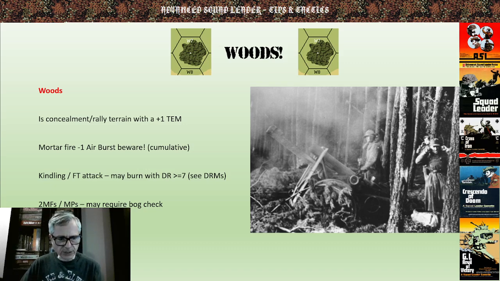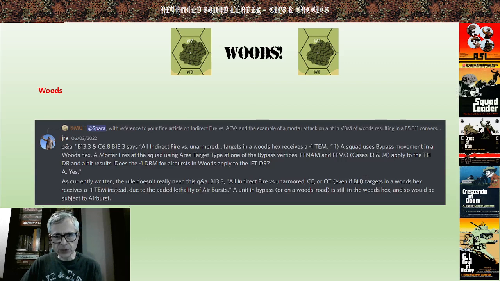Also, there was a discussion recently, I believe, on Discord. So here's JRV saying, it was a Q&A, B13.3 and C6.8. B13.3 says all indirect fire versus unarmored targets in a wood hex receives a -1 DRM. A squad uses bypass movement in a wood hex, and a mortar fires on the squad using area target type at one of the bypass vertices. FFNAM, FFMO apply to the to-hit DR and hit results. Does the -1 DRM for airburst in woods apply to the IFT DR?